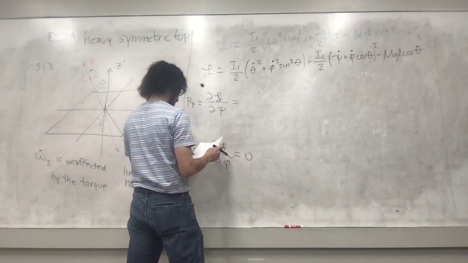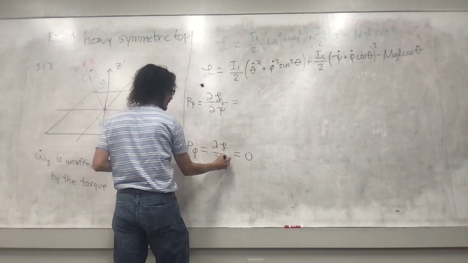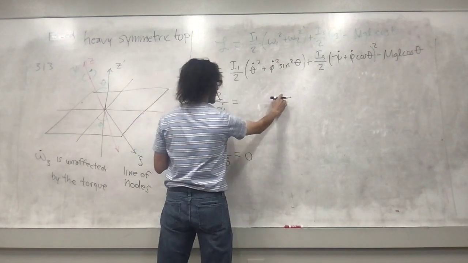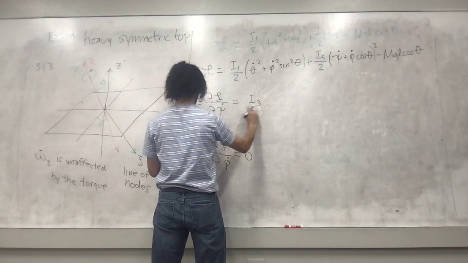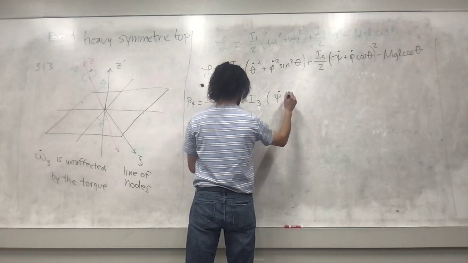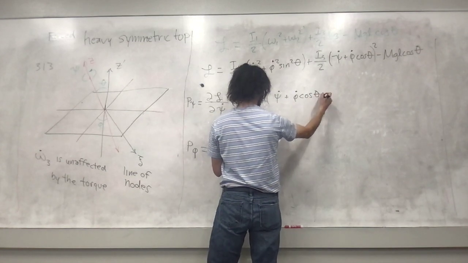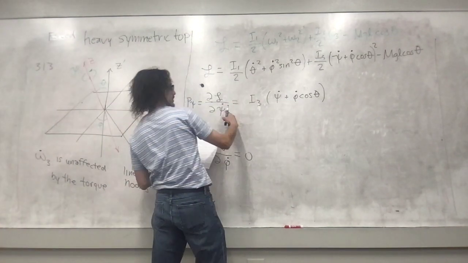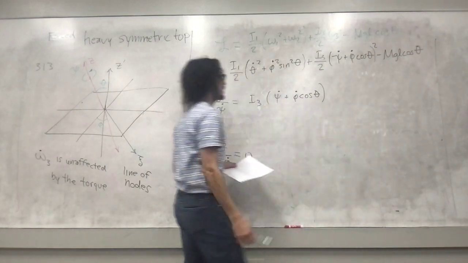Okay, so this one is with respect to that and that. So, in the interest of time, I will write the final expression. This one is going to be I3 times psi dot plus phi dot cosine theta. So we have no term over here, no psi dot. Over here, we don't have it either. Over here, we don't have it either. So we only have this part.